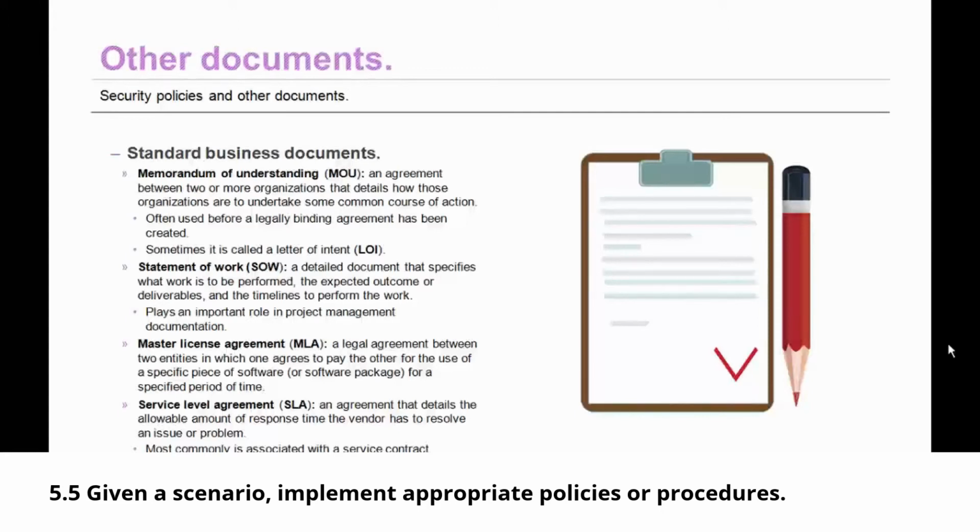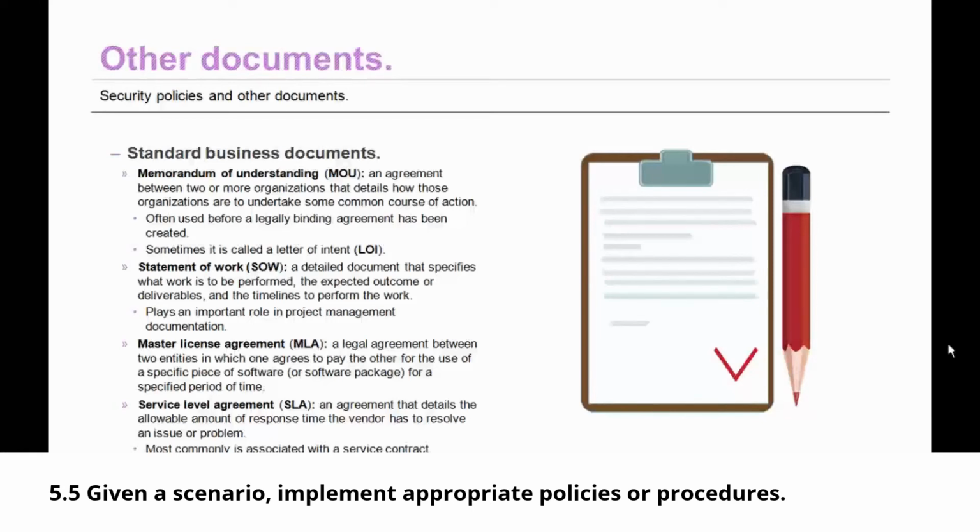It's a detailed document that specifies what work is to be performed, the expected outcome of the work or the deliverables of the work, and the timelines to perform that work. The SOW plays an important role in project management documentation. Then there is the Master License Agreement, or the MLA.